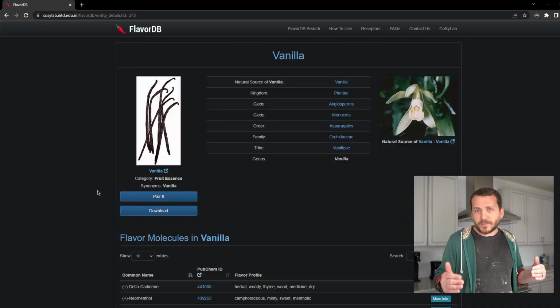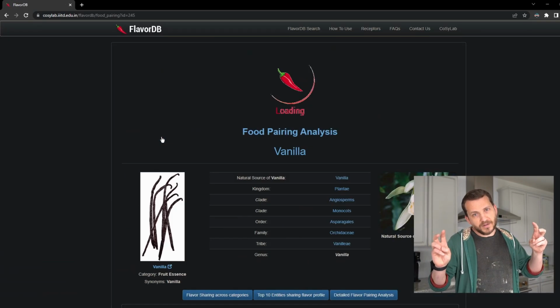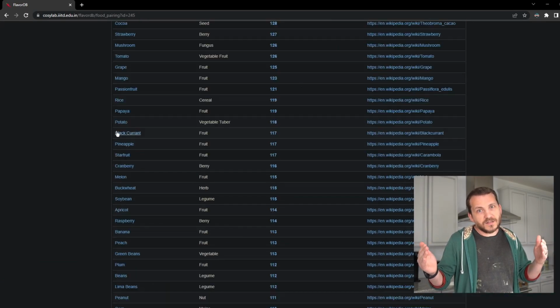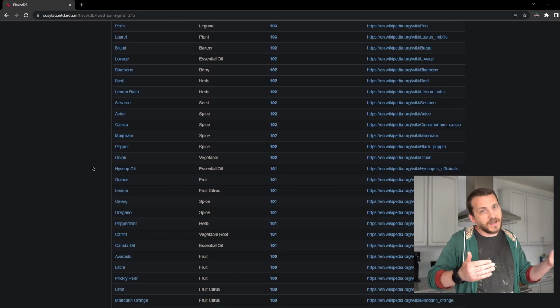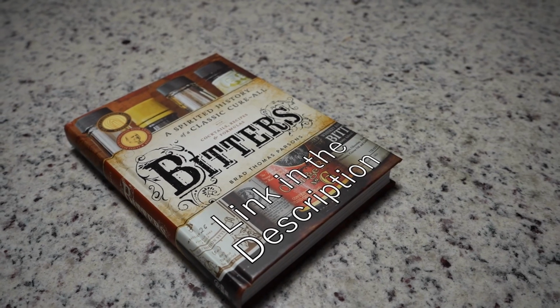You can check out how many flavor molecules have been identified in an ingredient and then hit pair it, and FlavorDB spits out what other ingredients share those flavor molecules and how many of those flavor molecules are in each of those other ingredients. Some other resources that were helpful to me for this project were Bitters by Brad Thomas Parsons and especially Liquid Intelligence by Dave Arnold.